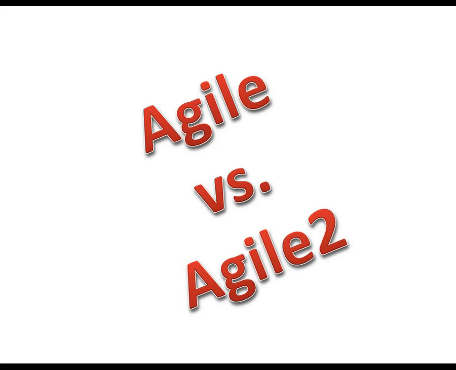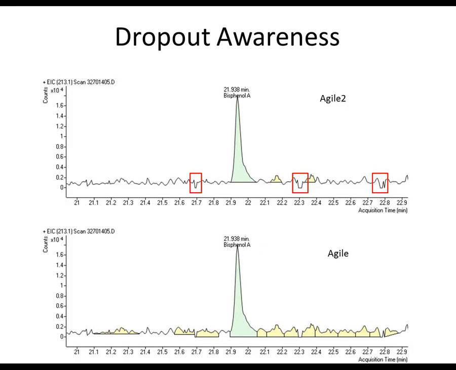Alright, let's take a look at the differences between Agile versus the new Agile2. Alright, dropout awareness. With Agile2 on the top here, you can see that the baseline looks more natural because the integrator identifies these dropouts compared to Agile, which does not.